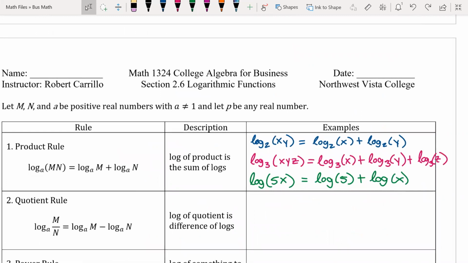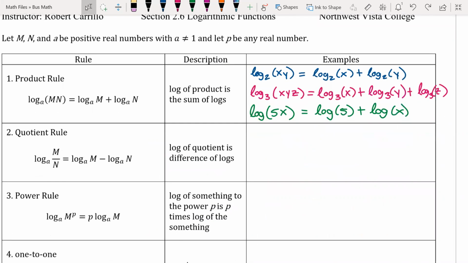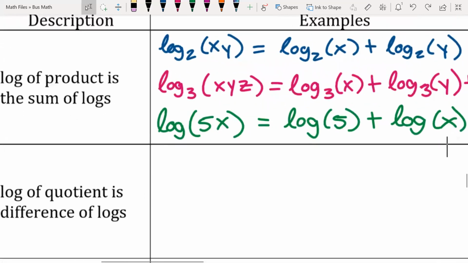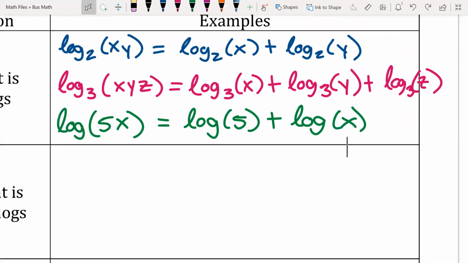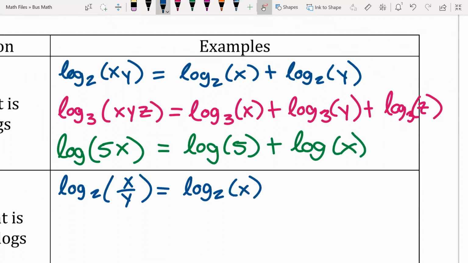Next is quotient to difference. If you have a quotient inside the log, then you can expand it by subtraction. So the log of m over n is equal to the log of m minus the log of n. I can use the same examples as above. I can say log base 2 of x over y is log base 2 of x minus log base 2 of y.